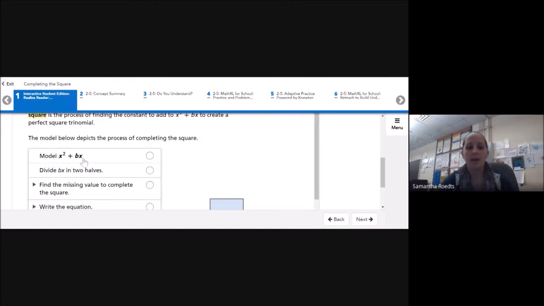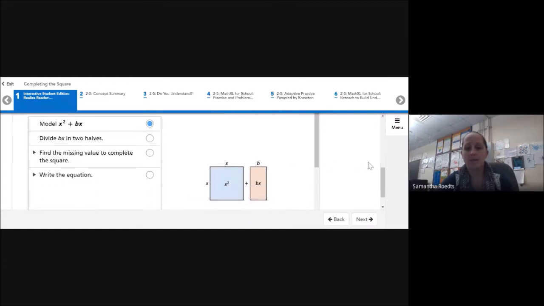So the model below depicts the process of completing the square. So the model is x squared plus bx. So here's x squared plus bx. I divide bx into 2 halves.